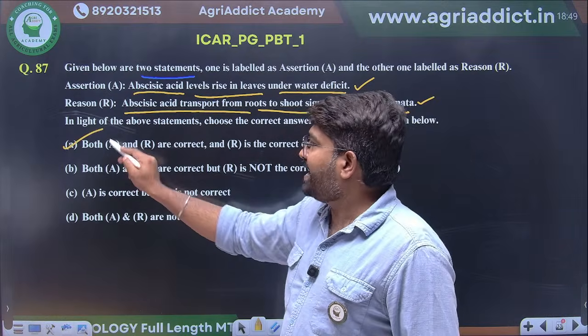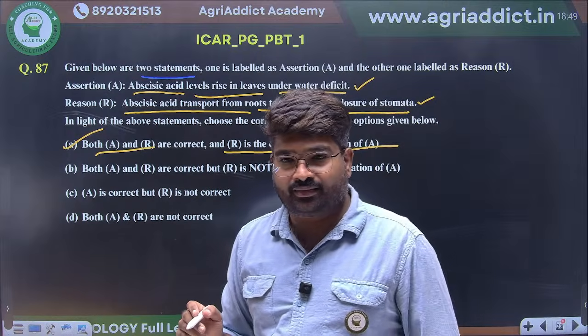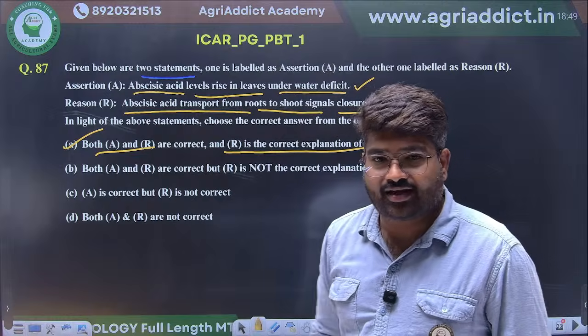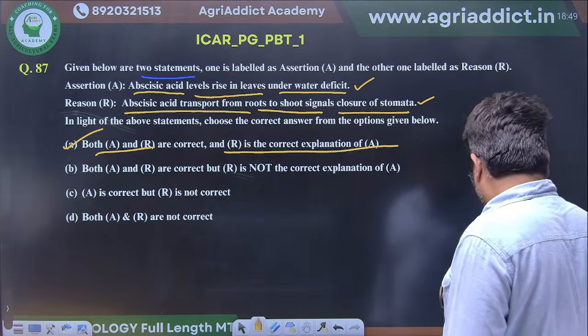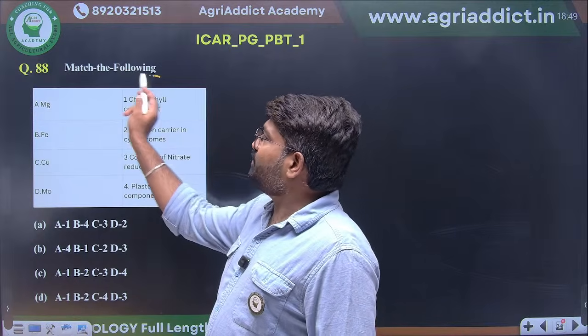So what will be the correct answer, students? Excellent. Both A and R are correct, and R is the correct explanation of A. Next, this is a very simple question, students. You will solve it, I know.